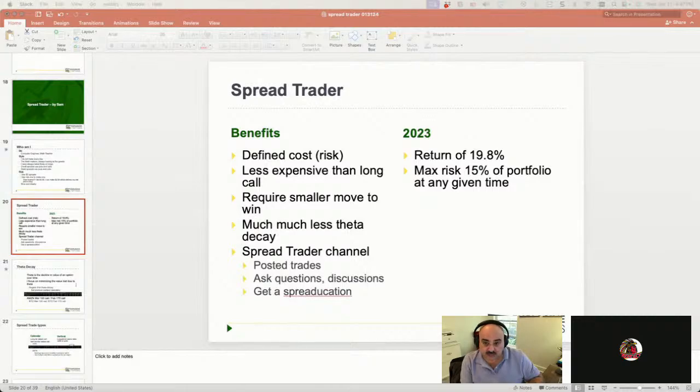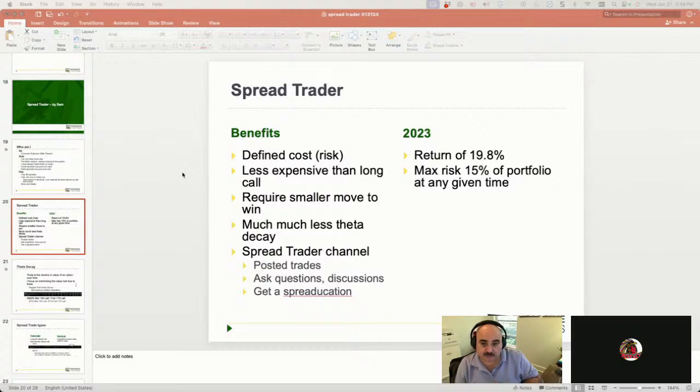A little bit about 2023, I closed out the year at 19.8%. But I think the more important thing is the max risk that I had as my goal, which was 15% of the portfolio at any given time. Now, typically, I go with 30% of the portfolio. But last year, being more of a bear market and a lot more volatility, I took that risk down to 15%.